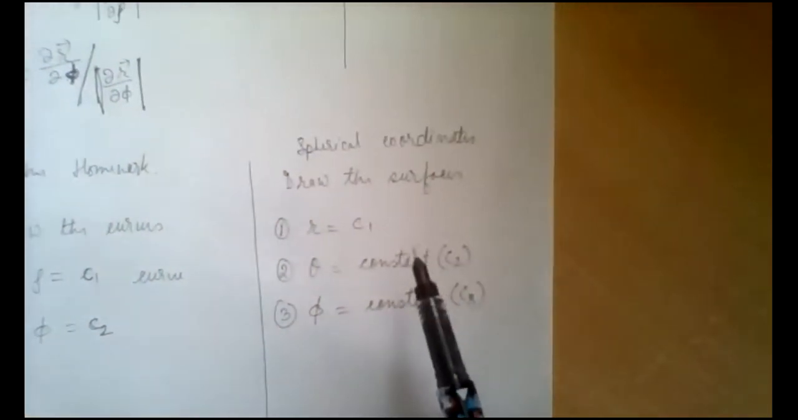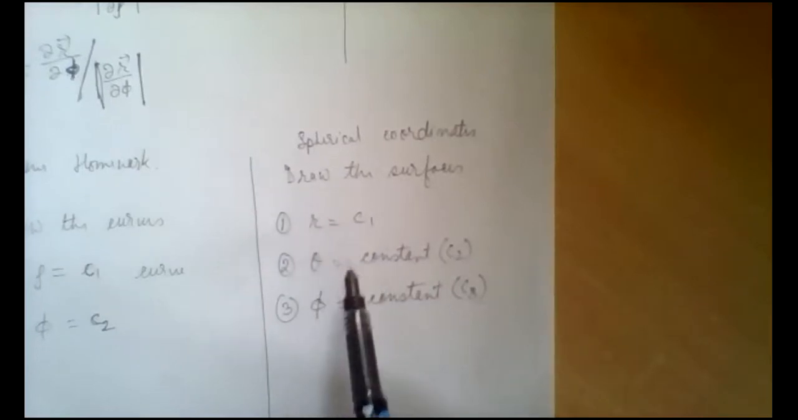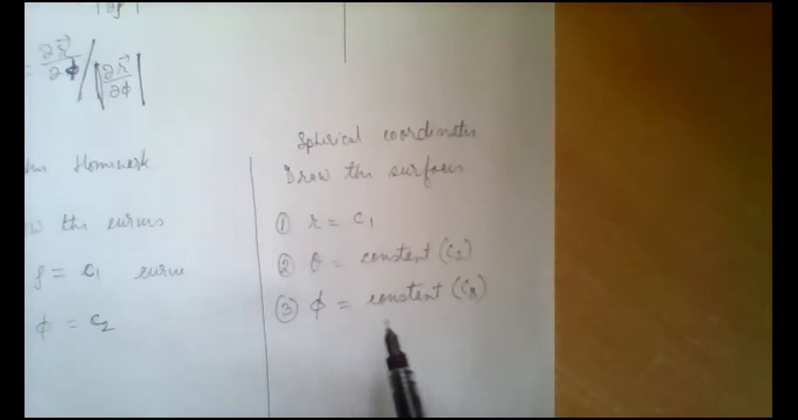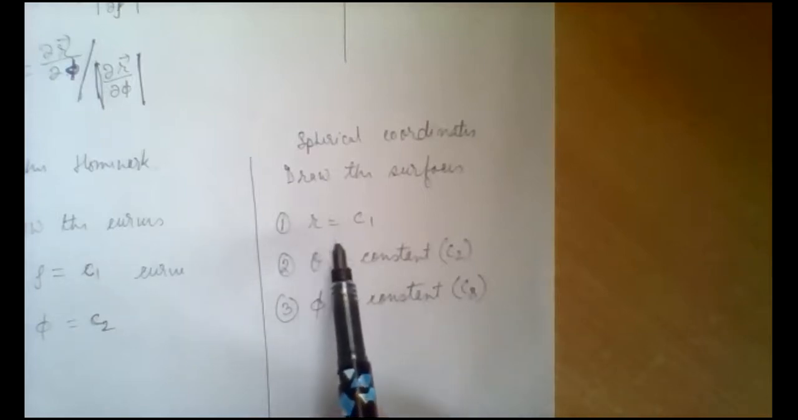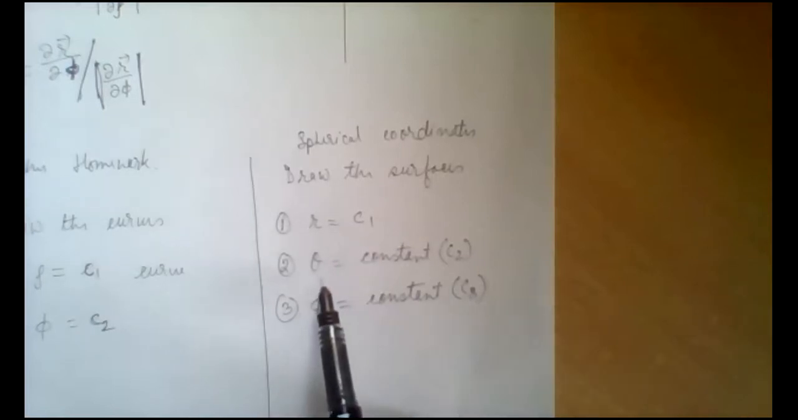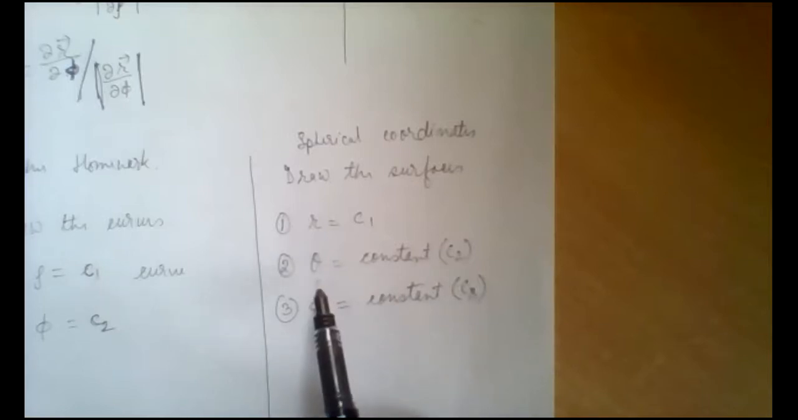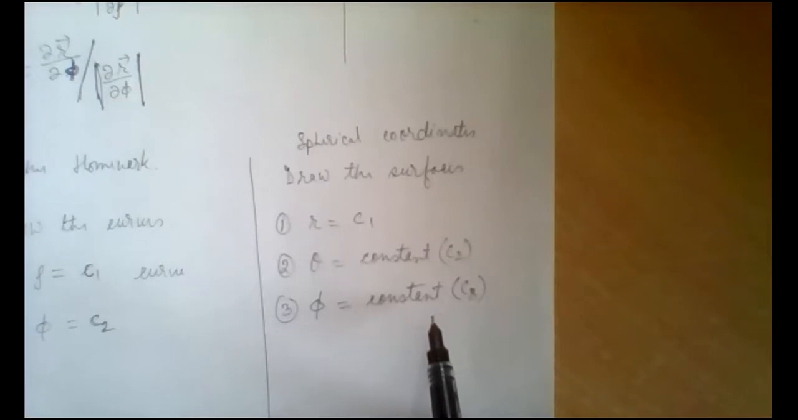Then, as another homework, I asked you to draw the surfaces r equal to constant, theta equal to constant, phi equal to constant. The r equal to constant surface corresponds to a sphere of radius C1. Theta equal to constant represents a cone with angle theta, and phi equal to constant corresponds to a plane which is inclined at an angle phi to the x-axis.